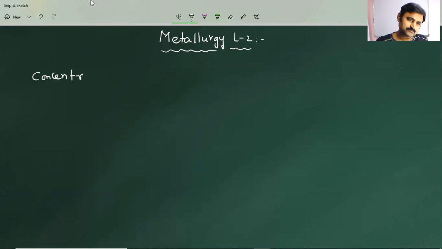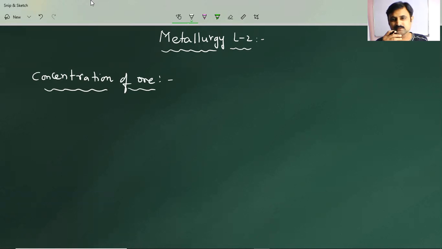Concentration of ore. We are all familiar that the removal of unwanted materials in the ore, called sand, clay, etc., is called concentration of ore. So when you remove the unwanted materials from the ore, that removal process we call concentration of ore. You can also call it dressing or benefaction.